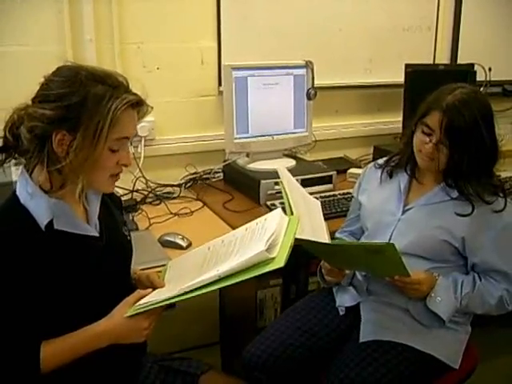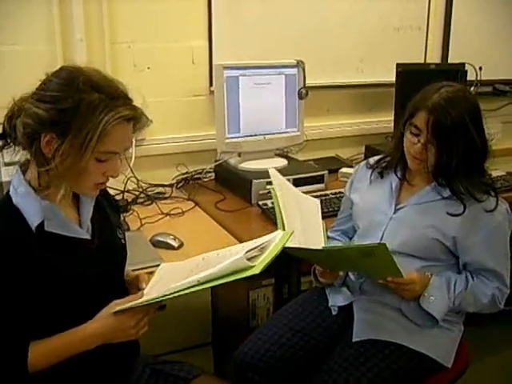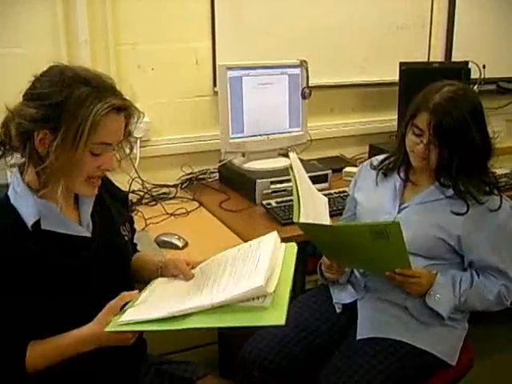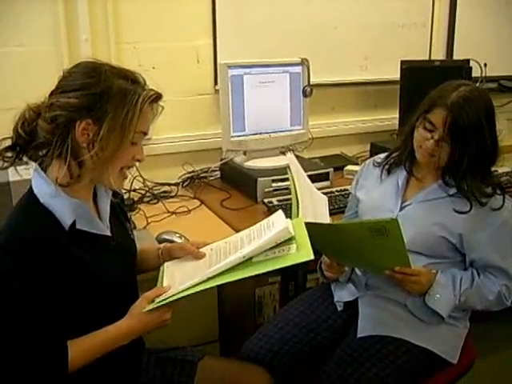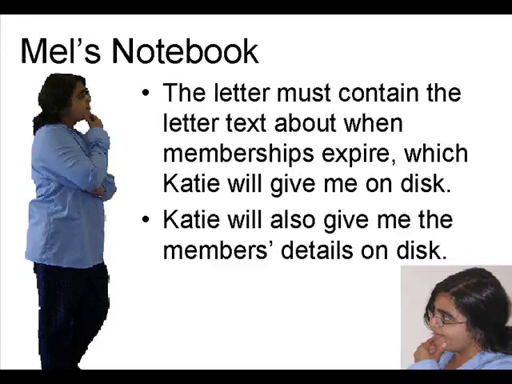Can you add in the details of the member the letter is being sent to? I can do that automatically for you if you have all the members' details saved. Yes, I have them in a file on disc. The members really appreciate personalised letters with their own details on. The letter must contain the letter text about when memberships expire, which Katie will give me on disc. Katie will also give me the members' details on disc.